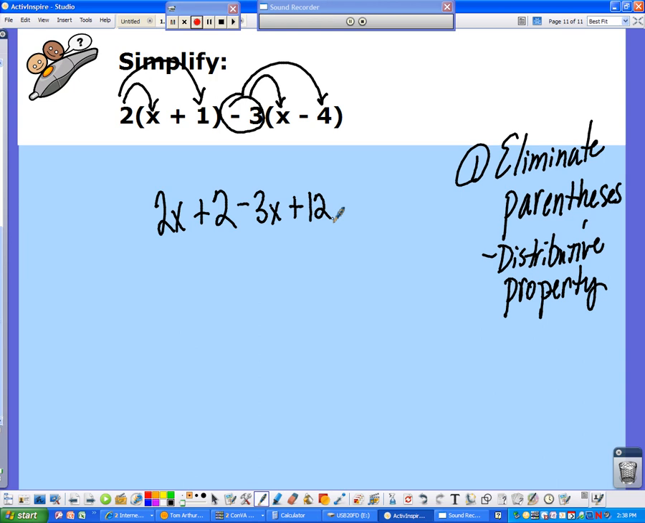Then you can combine your like terms. Remember the terms that have the same variable and the same exponent. So in this case, I can combine the 2x and the negative 3x. So 2 and negative 3 gives me a negative 1. Don't need to write the 1, but a negative x, and 2 plus 12 gives me 14. So negative x plus 14.